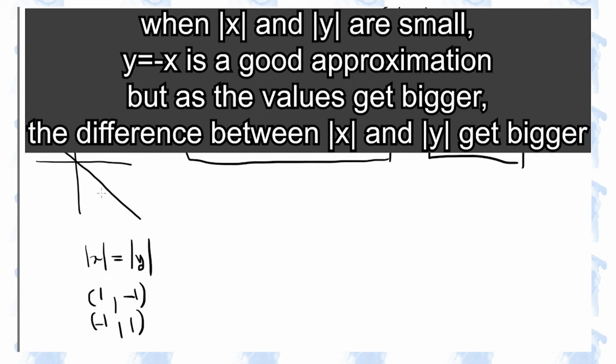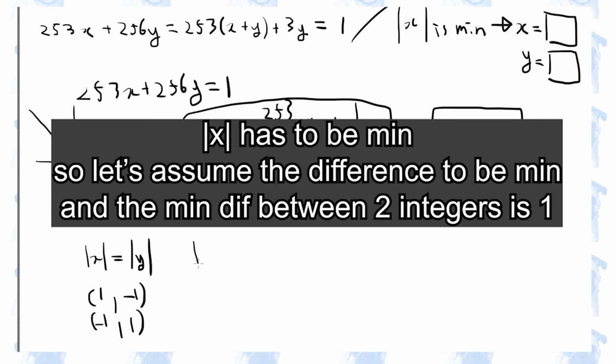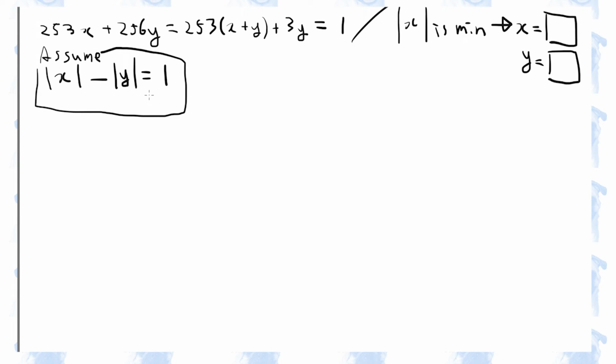But as you move away from the origin, the difference between the absolute value of x and the absolute value of y will get bigger. So let's consider the case where the absolute value of x minus the absolute value of y is exactly 1. If we assume this equation to be true, then there are two possibilities.